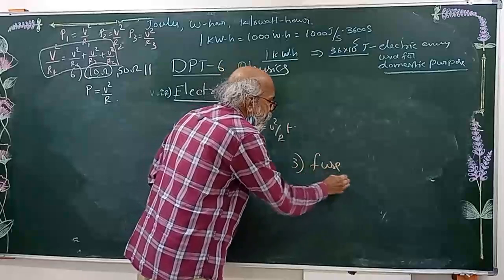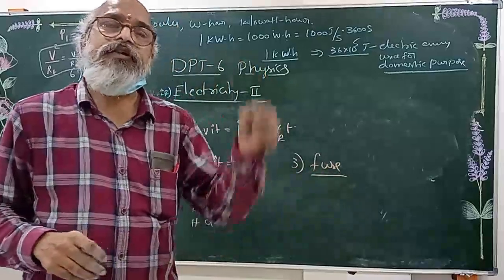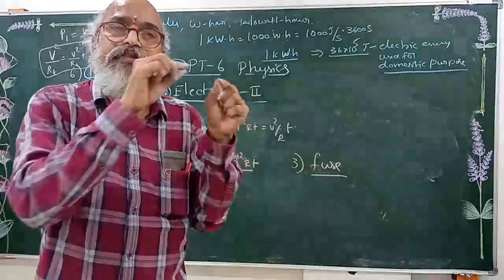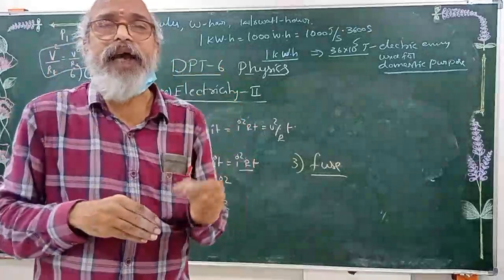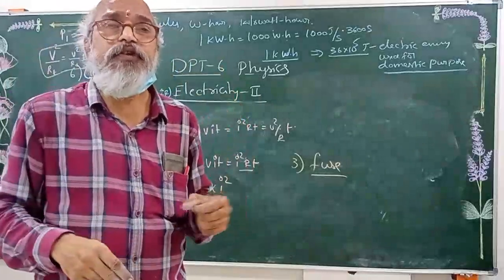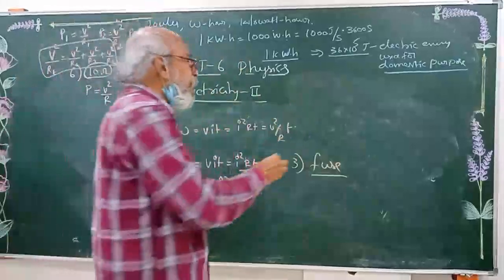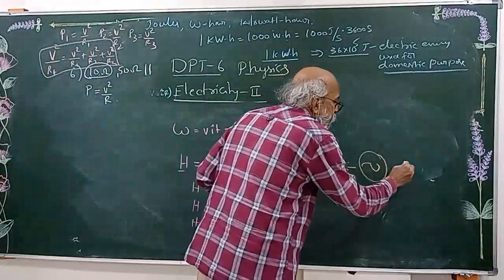You have to explain to every child the application of the fuse. What will it do? It will be present along with all the gadgets in series. It will also produce heat. After a certain point, what happens? If excess current flows, the fuse will melt and break the circuit. The fuse is an important gadget. This is the symbol of the fuse.